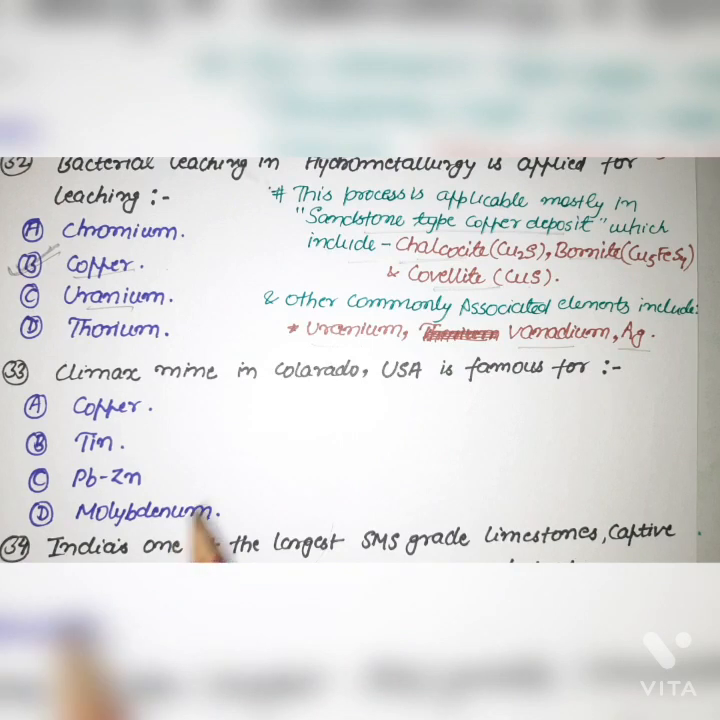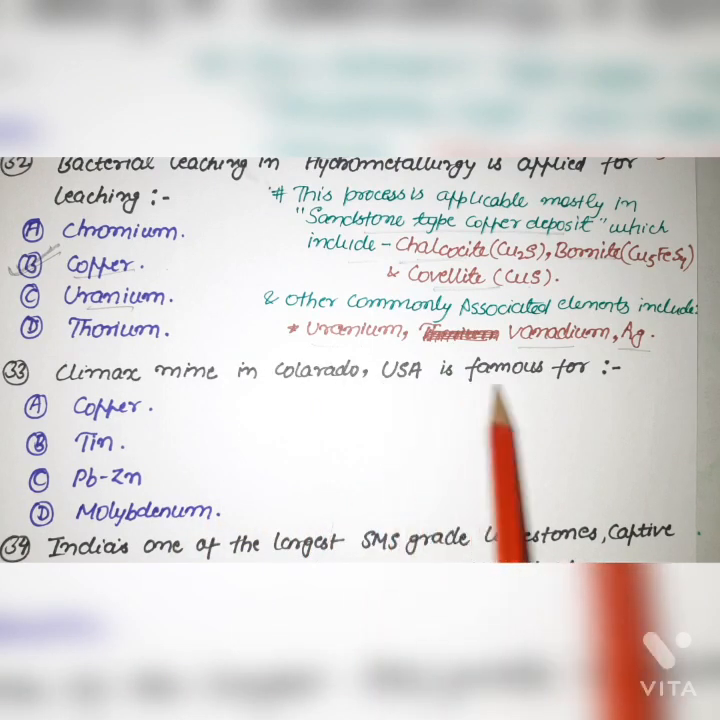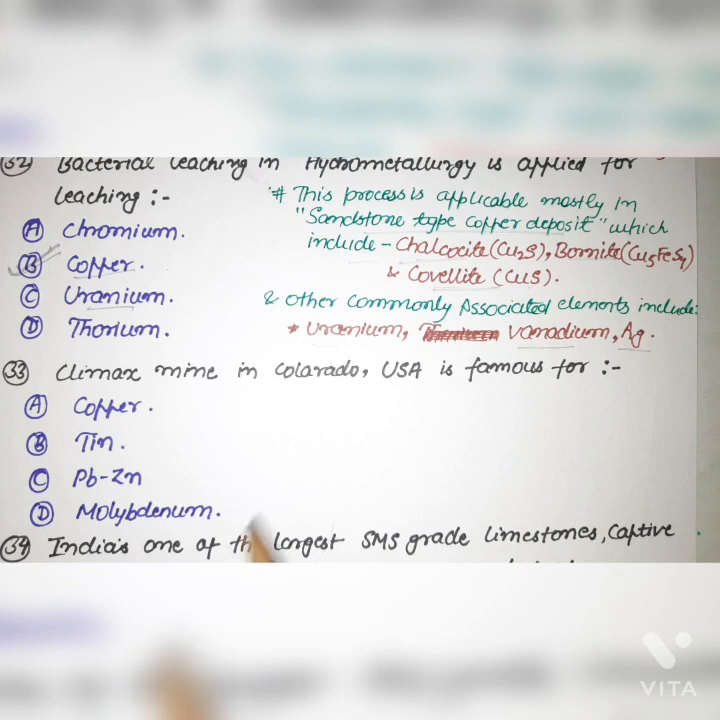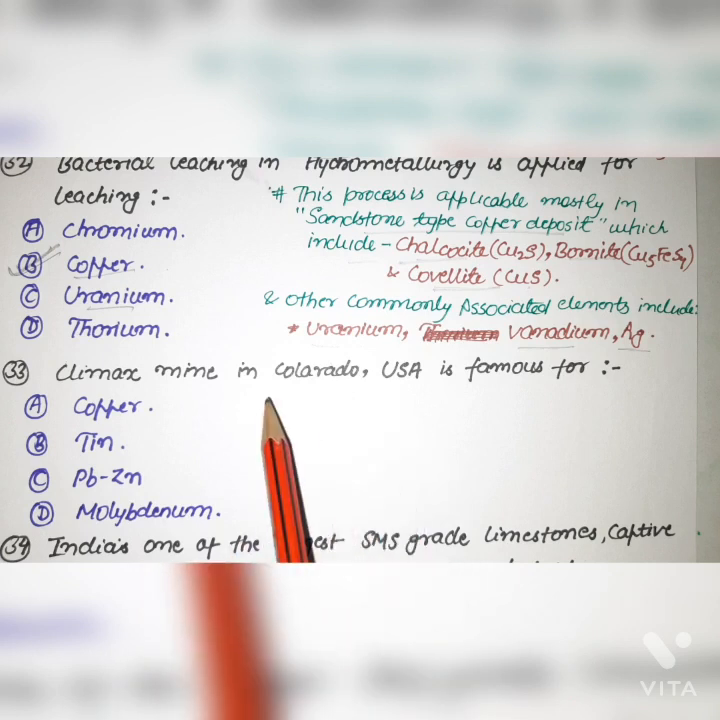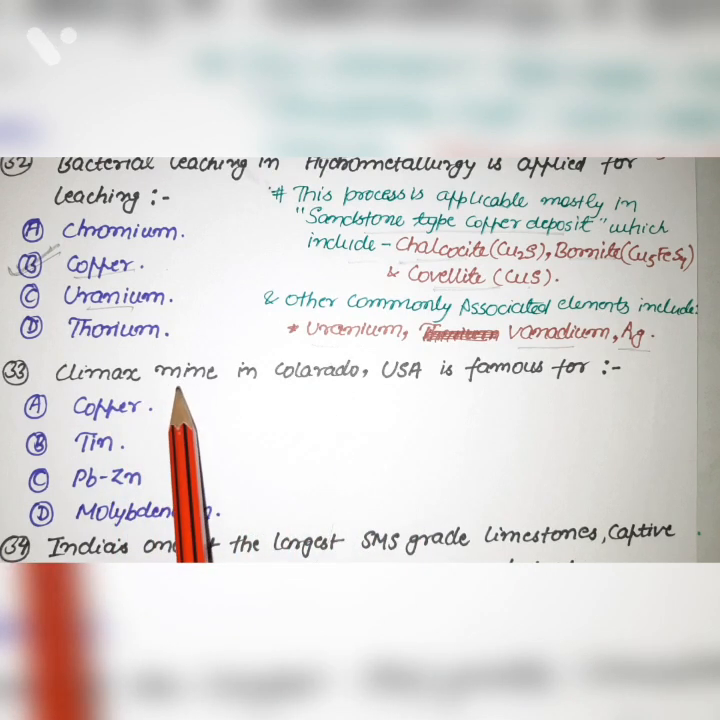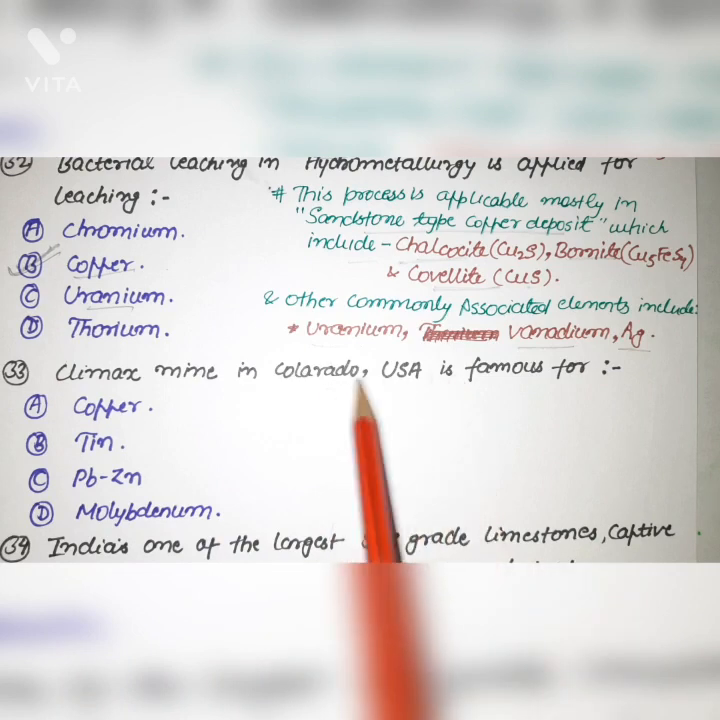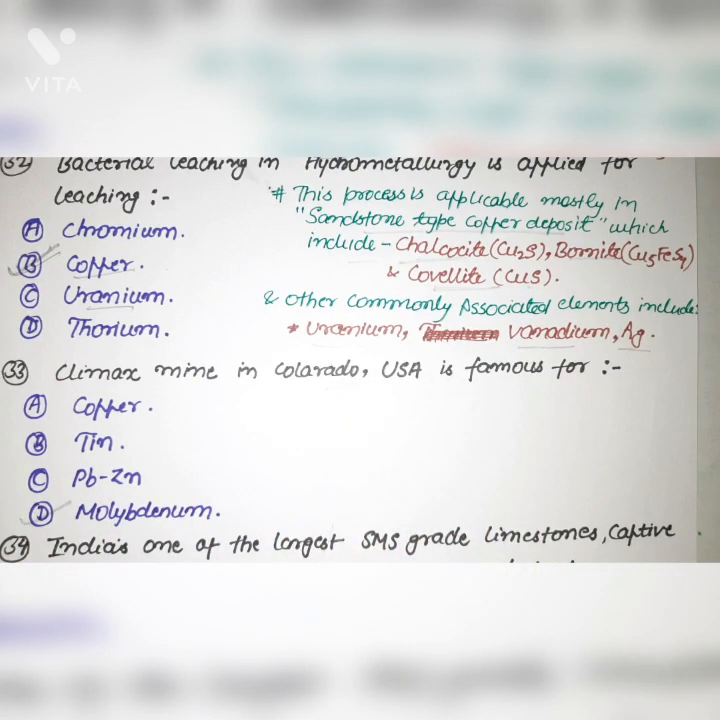Next question is: Climax mine in Colorado, USA is famous for. So now you will see in any economic geology book that Climax mine is a world famous mine, and it is famous for molybdenum deposit.